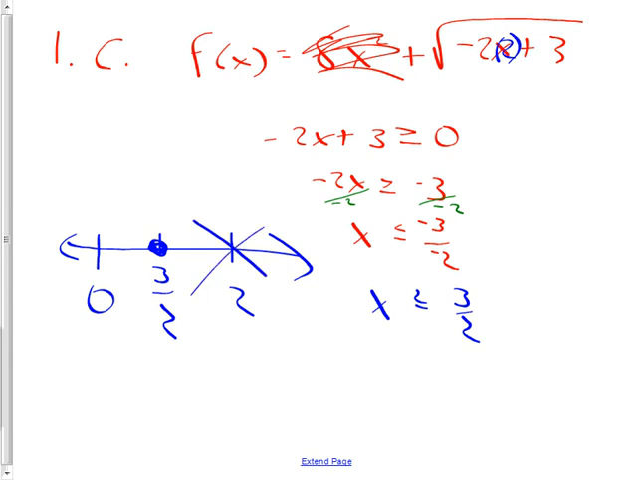And I'm going to test my favorite thing, 0. If I put in a 0 here, it cancels that. Square root of 3, that's not a problem. As long as it's not negative, I'm okay. So it did work this way, and it's just not smart to just assume. All right, so the final answer would be from negative infinity to 3/2, with a bracket on this one, a curve on that one. Switch the sign. Yep. If you have to divide or multiply by a negative when you're solving, you've got to switch your sign.